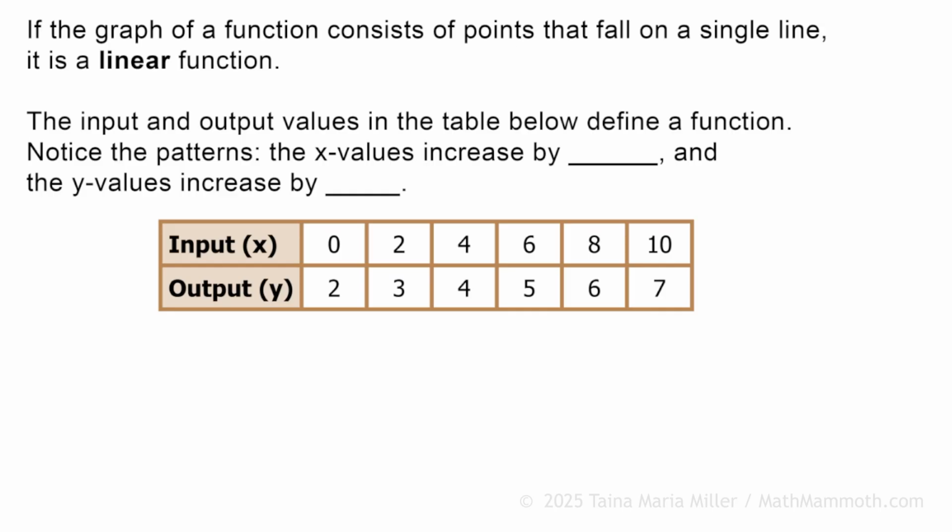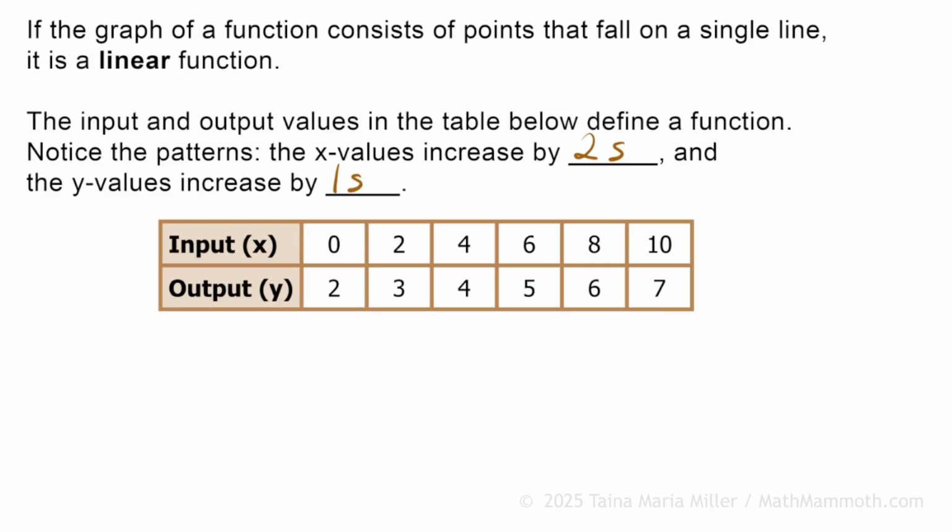I have here a table that defines a function. The input and output values in the table define a function. Notice the patterns here. In the inputs we have the numbers increasing by 2's. The x values increase by 2's. And the corresponding y values, or the outputs, increase by 1's. So that also indicates to us that it's a linear function when these increases are consistently the same.